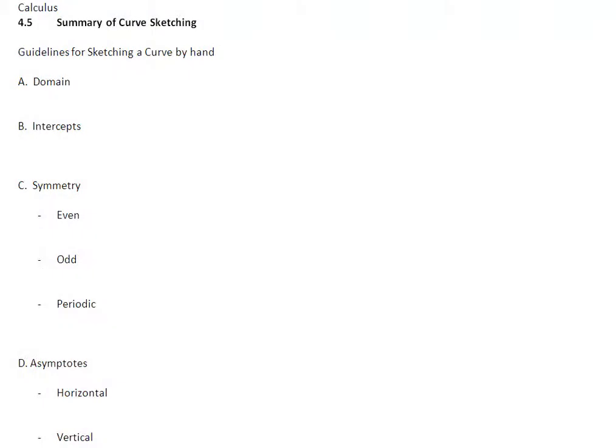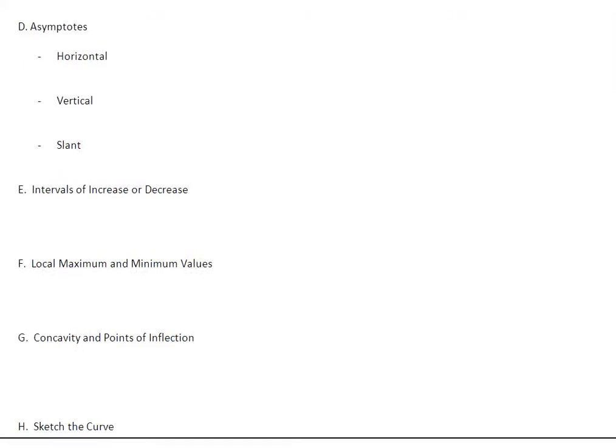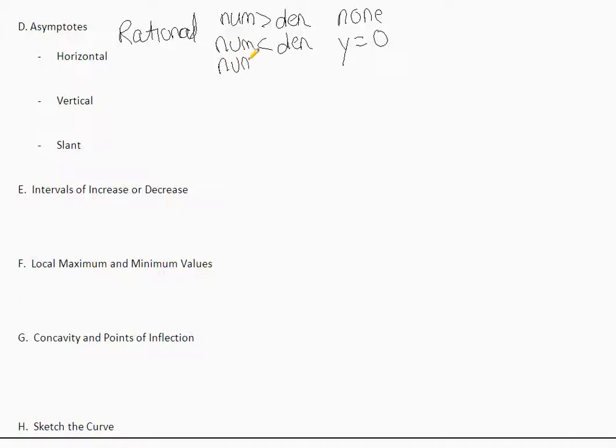All right, asymptotes. See if we remember. So for horizontal asymptotes, here is your rule, okay? If I have a rational function, a polynomial in the numerator and a polynomial in the denominator, you compare degrees. If the numerator is greater than the denominator, I don't have any. If the numerator is less than the denominator, y equals 0. And if they're equal, it's going to be y equals the leading coefficient divided by the leading coefficient. Hopefully you remember that, and this is just a quick review.